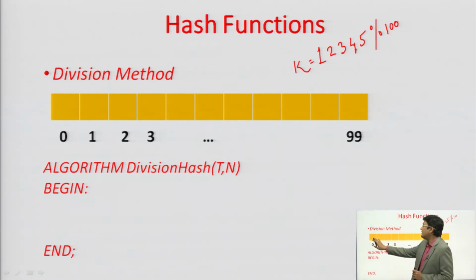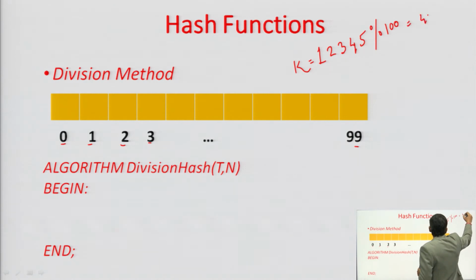Here you can see that there is a hash table, and in this hash table the locations are 0, 1, 2, 3 and so on, up to 99. So, the largest index here will be of 2 digits, so we will be finding out a 2 digit number. The simplest method could be to take its modulus with 100, and this value comes out to 45. So, 45 may be the location of this key value in this hash table.